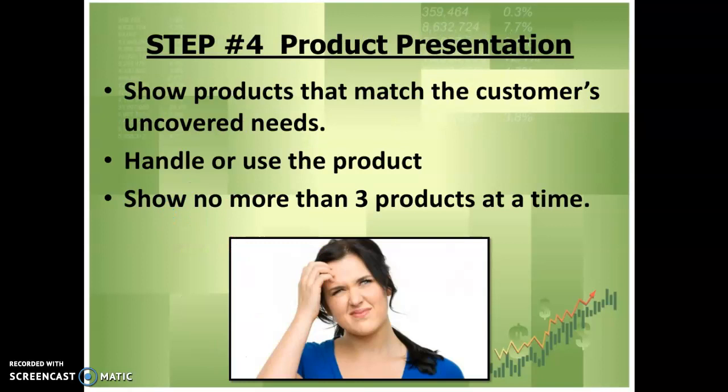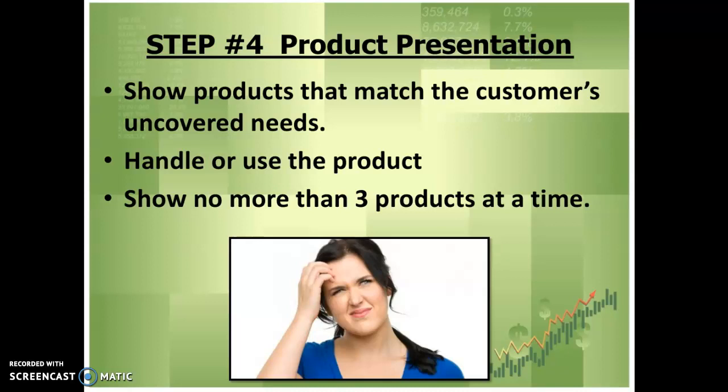In step 4, this is the product presentation. You want to show the products that match the customer's uncovered needs. So for a camera, you want to show them a camera that maybe has video on it as well, or maybe it takes great pictures in low lighting because they're going to be looking at cathedrals. You need to question them and then match the features with the benefits of that product. Handle or use the product. So, for example, if they're looking at a treadmill, you might want them to give the treadmill a try. You test drive a car, and so on.